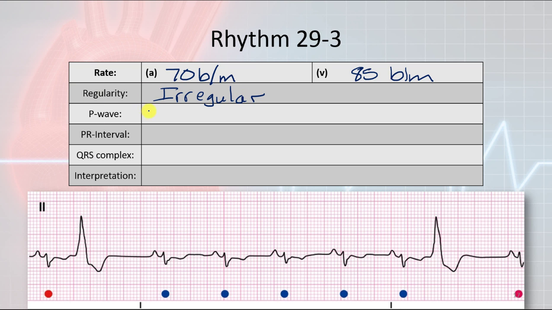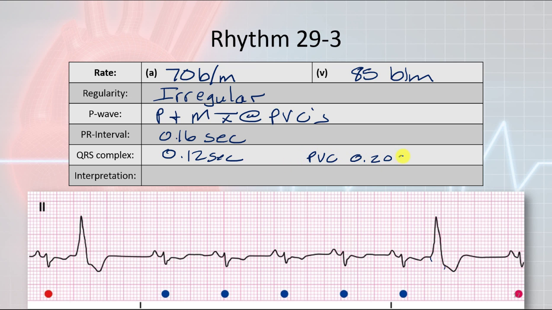P waves, when you have P waves, they are present and married except at the PVCs. PR intervals, whenever you have PR intervals, they look to be a little bit wide, but they're still normal, 0.16 second. QRS complexes, the normal QRS actually looks almost a little bit wide, so maybe 0.12 second. The PVC, on the other hand, we're going to start here, we're going to end down here, so that looks like the PVC is 0.20 second.